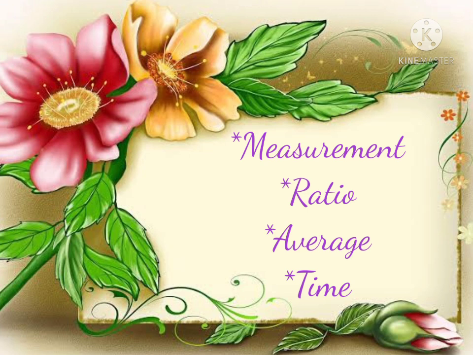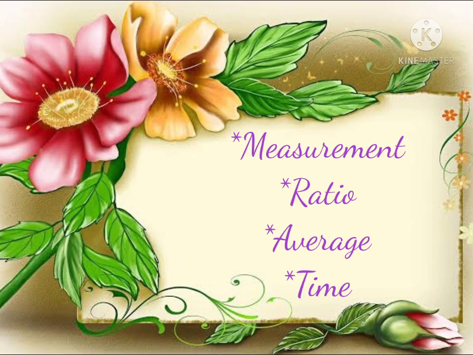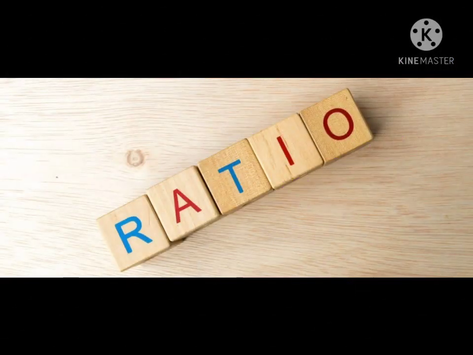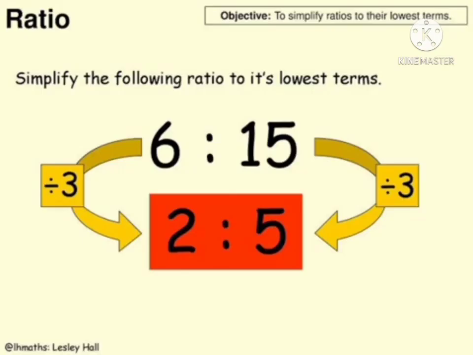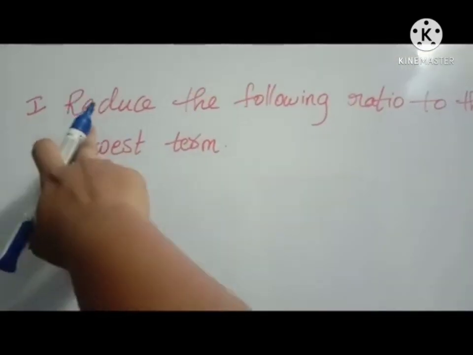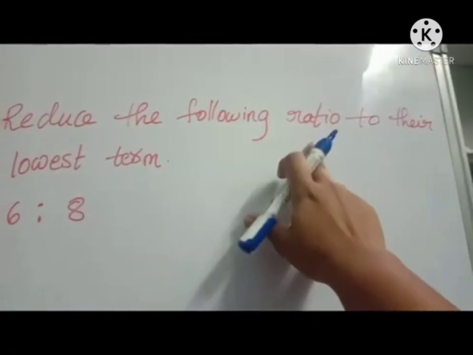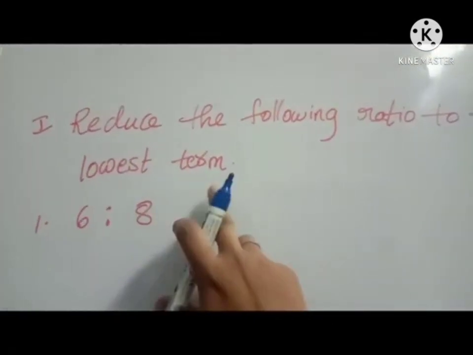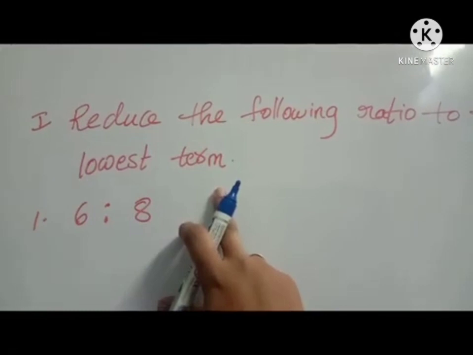In the previous classes, we already discussed those four chapters. But for revision purposes, I am telling only the important sums for the exam. Okay, now let's start. At first, we will start with the ratio chapter. See here, children, the first one. Reduce the following ratio to its lowest term. Here we have to write the lowest term.